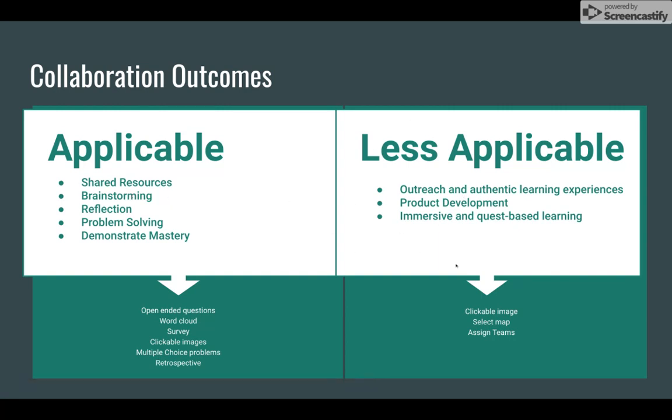Some that I thought were a little less applicable, but maybe could be applicable if it's a bit of a stretch: outreach and authentic learning experience, product development, and immersive and quest-based learning. You can use the assigned teams feature maybe to help you with getting students in groups to work on these things. There's also the select map feature that you could use, or the clickable image. Perhaps you could use one of those, but I thought it was less applicable, and it's a bit of a stretch to say that any of these really apply to that.